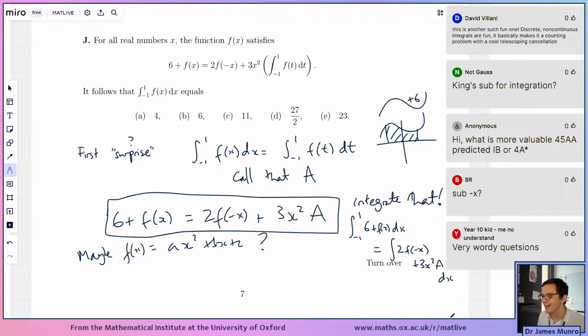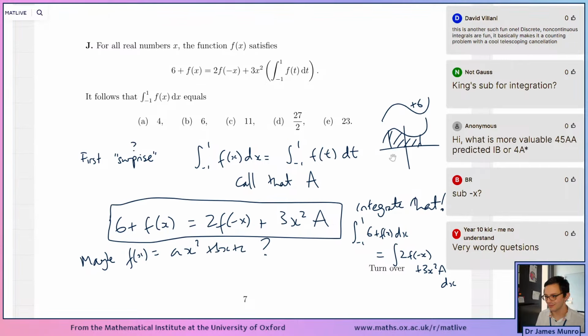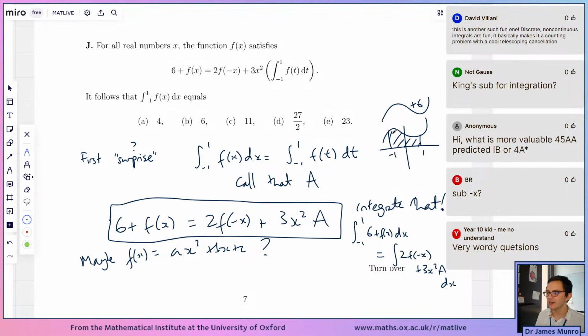There we go. On the left, I've got an integral that I kind of recognise, because this area, when you add 6, well, you gain a kind of rectangle, right? This is like moving the function up by 6 units, so I'll gain an extra 12 units of area, which means that my left-hand side is 12 plus A for that area for integrating f of x. This is why this is a clever idea, I suppose.